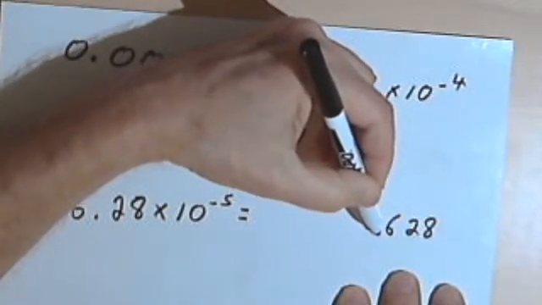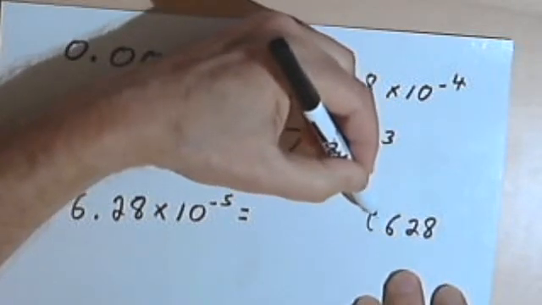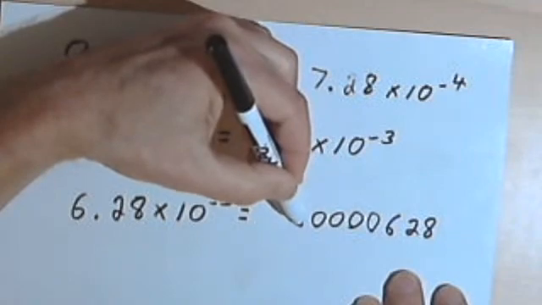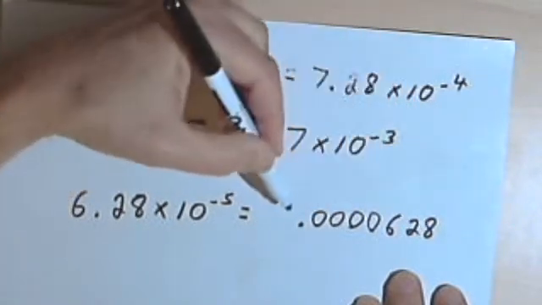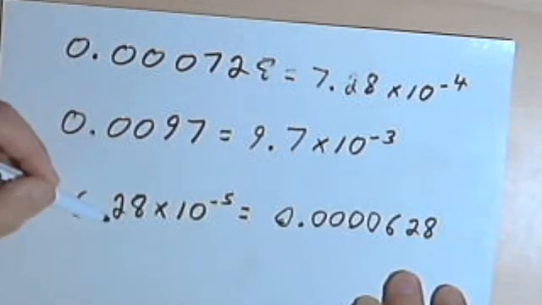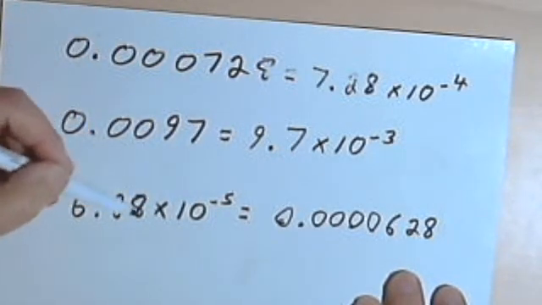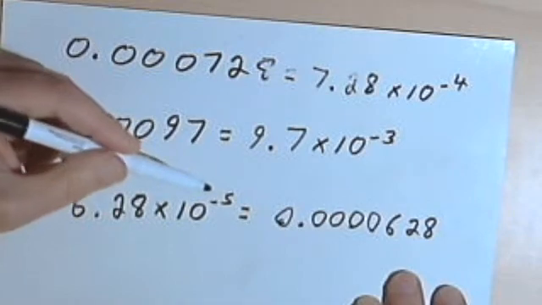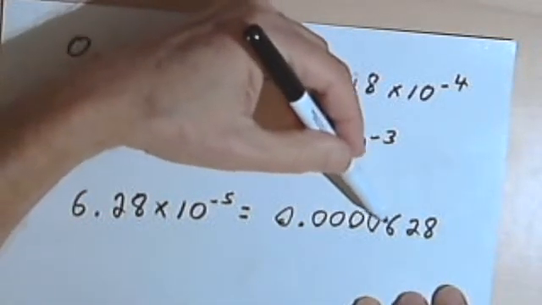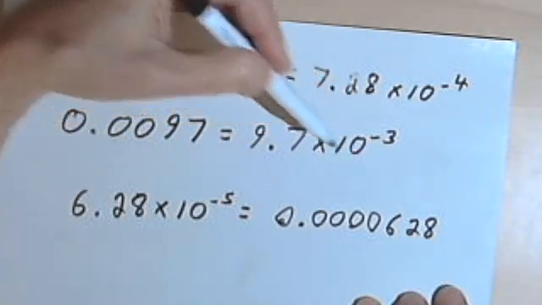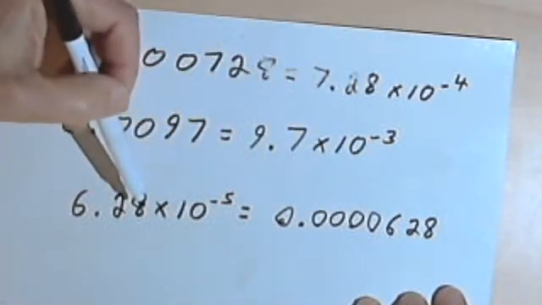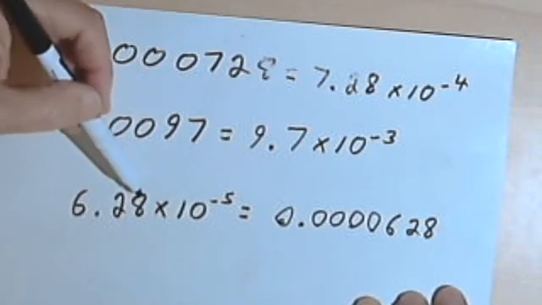So the first decimal place will be taken care of by the 6, and then I'm going to have to add some zeros. I'll have to add 4 zeros, and then the decimal point going from right to left. And I'll add another 0 in front of that. So 6.28 times 10 to the negative fifth is going to be the same as 0.0000628. And once again, if you wanted to check that, you could look at this in reverse order and make sure you get back to where we started.